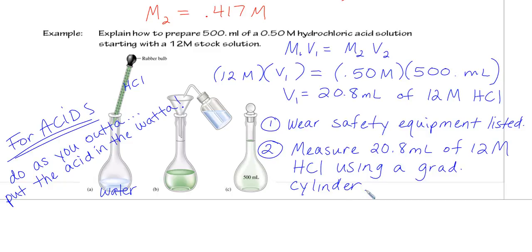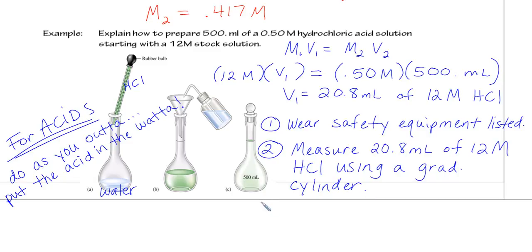Because again, if they list a whole bunch of lab equipment, they're going to want you to specify what equipment you're using. And so they would want me to say like graduated cylinder rather than beaker. Don't measure 20.8 milliliters in a beaker. Beakers usually don't have as precise markings as a graduated cylinder might. Okay, so I'd probably, maybe fill my container about halfway with water. Then I would add the acid to the water.